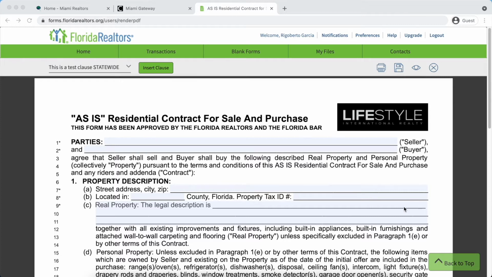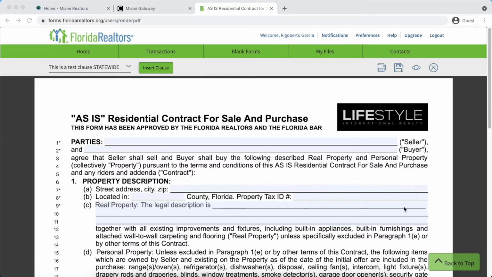All right, so lines number 1 and 2 are going to be your parties. If you're representing the seller, I would always recommend that you request a copy of their driver's license so as not to make a mistake when you put the seller's name on there. The spelling is very important, so you want to make sure that you spell the names correctly, thereby eliminating you having to do an addendum later on for a name correction.